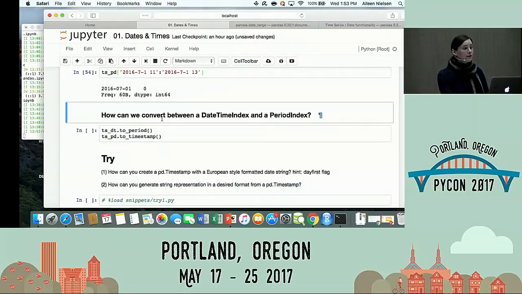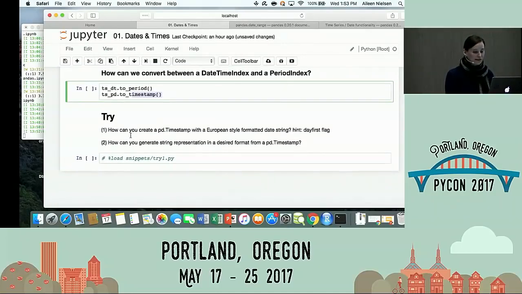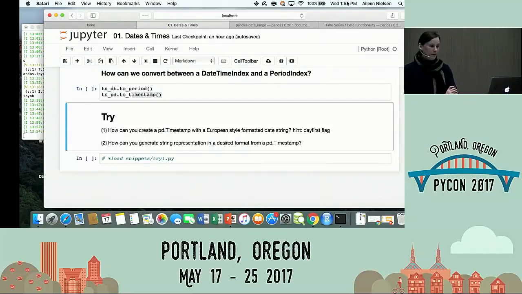Okay. If you need to convert between a date time index and a period index, you just do to period or to timestamp. Super easy to remember, right? So a lot of this stuff you'll find you just play with it for a day or two. It just sort of starts rolling off the tongue because it's very sort of natural language driven as far as the names. Okay, so I'd like you guys to try 2 things. First, go ahead and try to create a timestamp with European style formatting. Good to be able to do that. And also figure out how you can generate a string representation of your timestamp. So I'll just put 2 minutes on the clock for that, and then we'll talk about it.